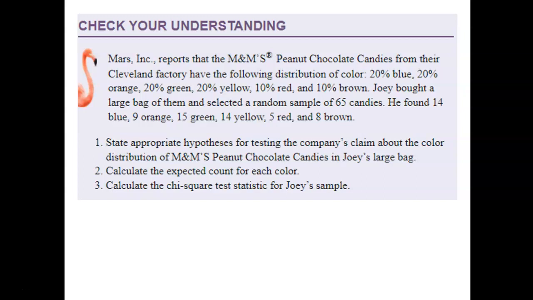You're going to state the hypotheses. Please use words, not symbols. That'd be better. You're going to calculate the expected count for each one of the colors. Now be careful. This time they're not going to all be the same. And then go ahead and calculate the chi-square test statistic for Joey's sample. So I want you to pause the video and try doing this one on your own because I'm about to show you a bunch of answers from the textbook.